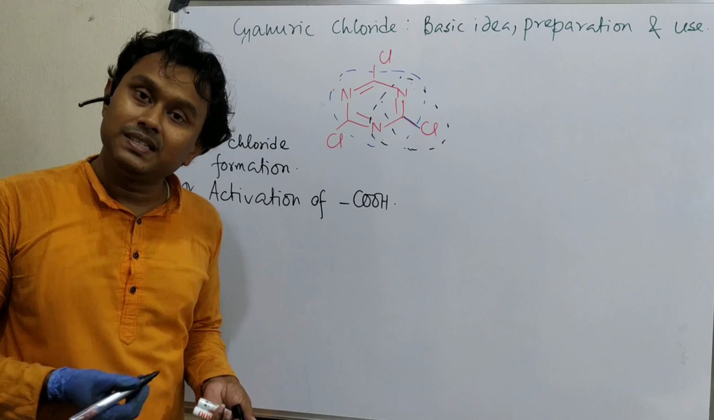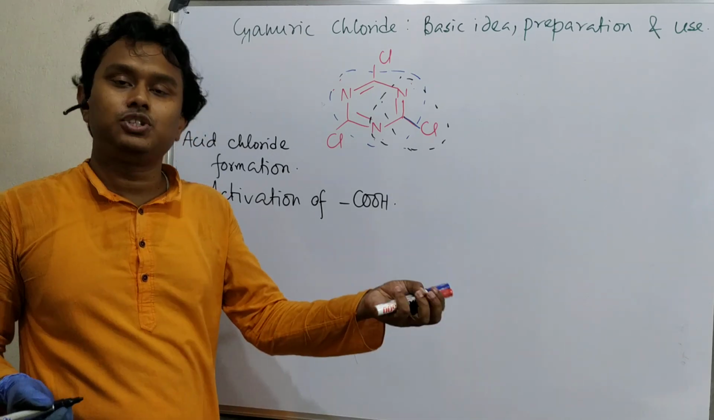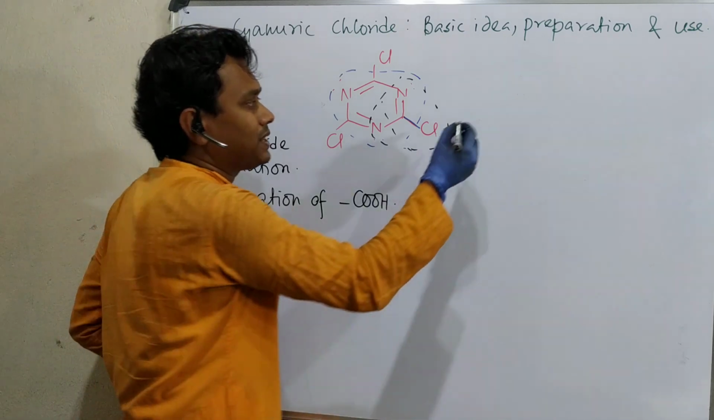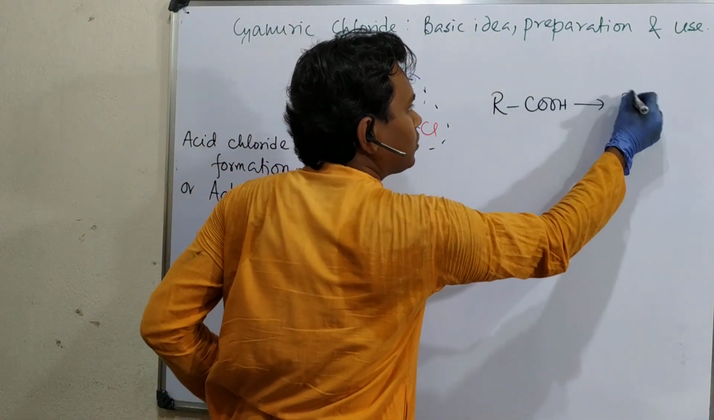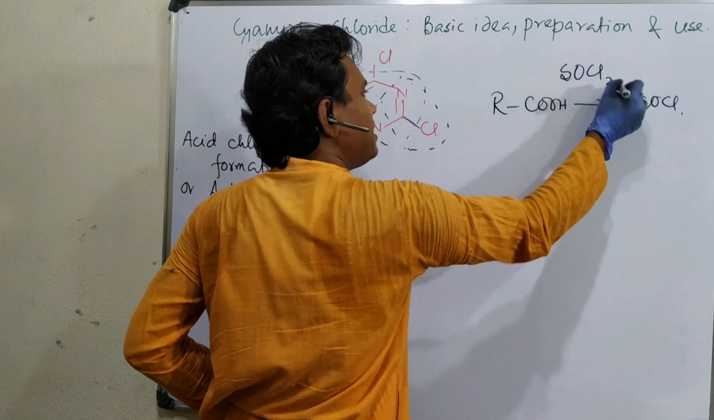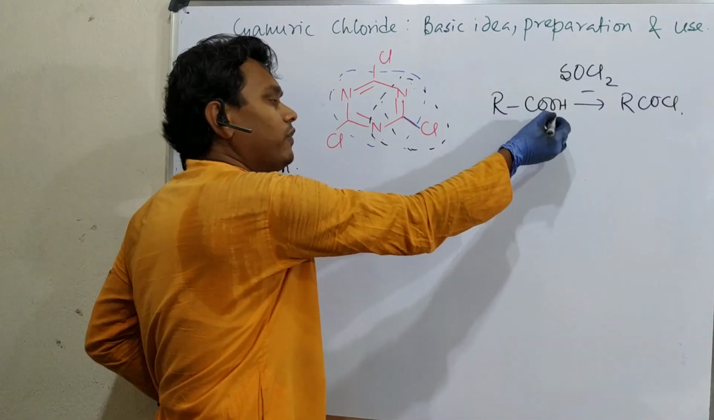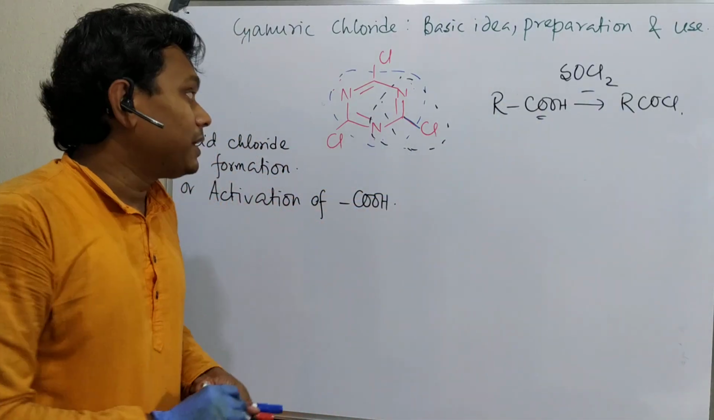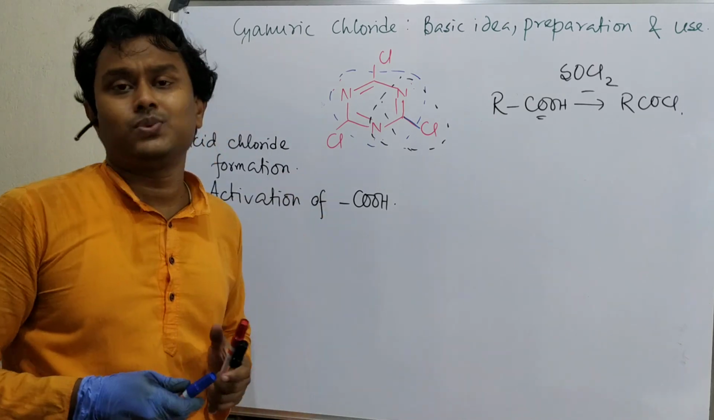You need to use DCC, those kind of activators, or you need to convert the acid into acid chloride. But for that purpose, for acid to acid chloride, what do we use? Reagents like thionyl chloride. But they are very drastic. The problem is that this group will be functionalized, no problem, but if you have another functional group, there is a chance that some changes will happen.